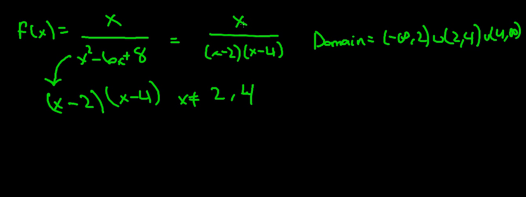Some people might decide that anything that makes this 0 is not in the domain. That's not true. It's just what makes it undefined, and that's only a 0 in the denominator, not any 0 in the numerator. So a lot of times, when we're dealing with rational functions, we're going to be ignoring. Actually, let me do one more example to drive home the point.